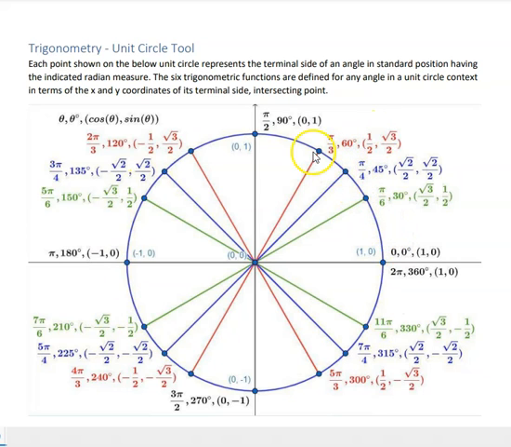As we move around the circle, we see a 0-degree angle. The point 1, 0, cosine of 0 is 1, sine of 0 is 0. Pi over 2, 90 degrees, cosine is 0, that's the x-coordinate, and the sine is 1.